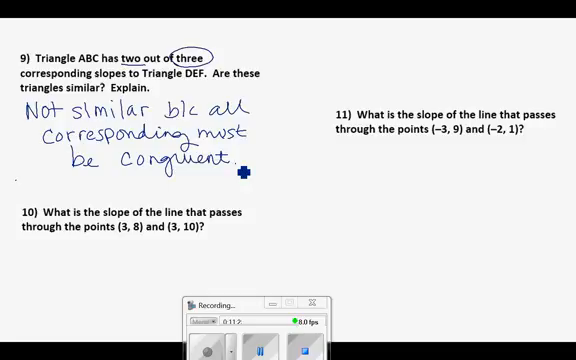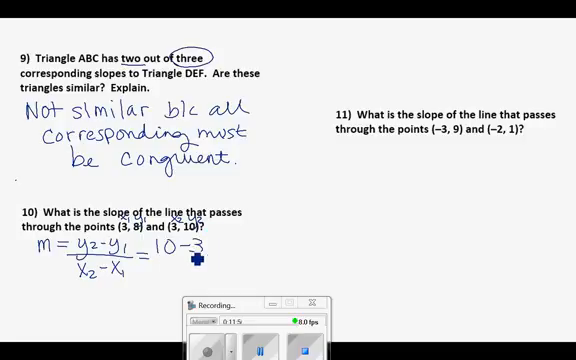Question 10. What is the slope of the line that passes through the points 3/8 and 3/10? We're going to find the slope, which means we need the slope formula. We have x, y, x, y. We have the 1s and the 2s.